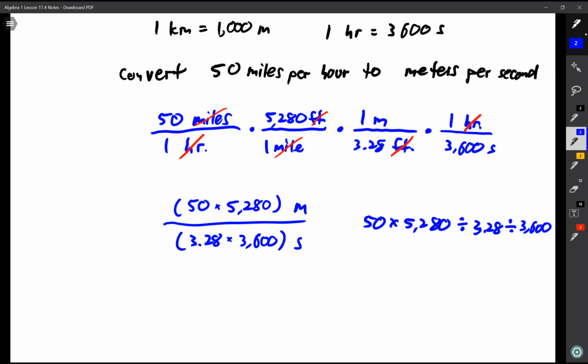22.36. I think I'll say round to the 10th. So that'd be 22.4. So my answer here would be 22.4 meters per second. So that's how you would write your answer. Or you could spell it out, meters per second. Okay, so that's that.